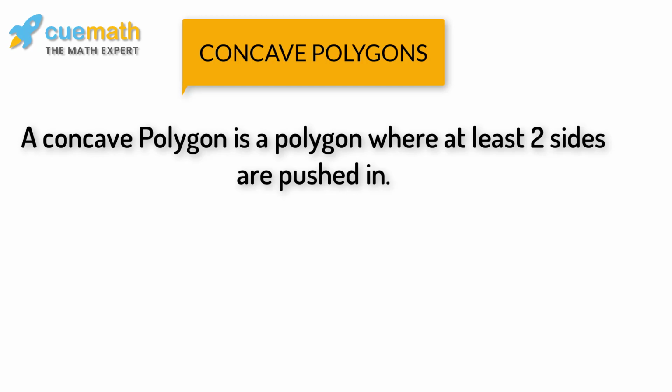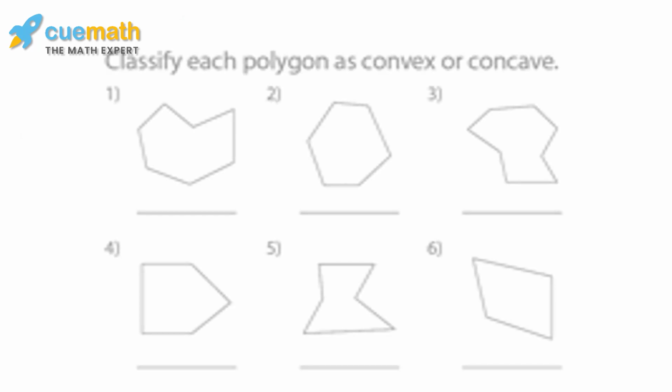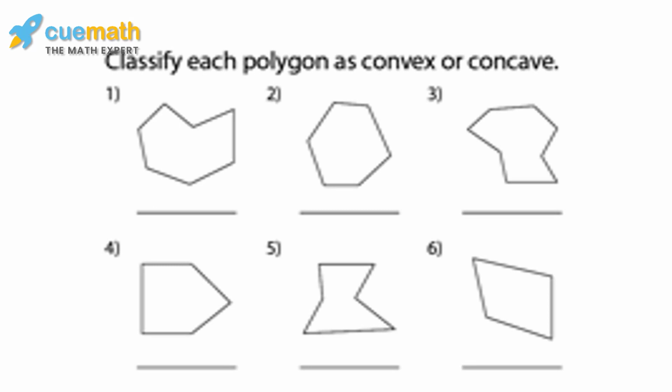For example, as you can see, one side of both the images is pushed in. From the following images, figure out which is concave polygon and which is convex polygon.